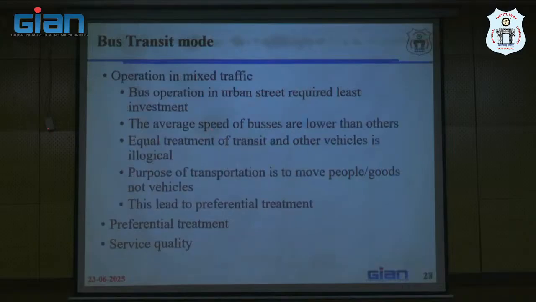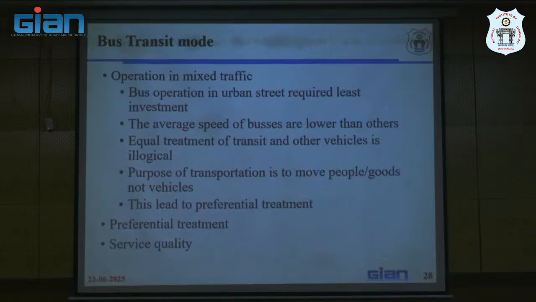So operation in mixed traffic, like bus operation in the urban state, requires the least investment. The average speeds of the buses are lower than the other categories of the modes. And the equal treatment of transit and other vehicles is illogical. That means we can't make an equal way of operations for the bus and other categories of modes, specifically the car and bus.